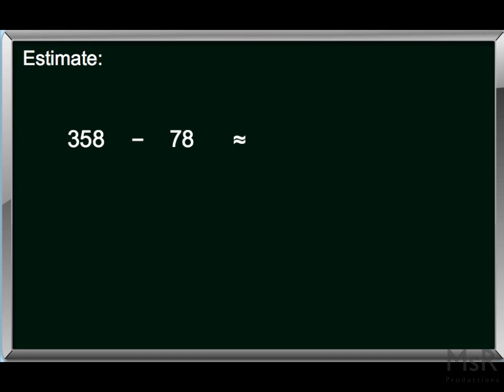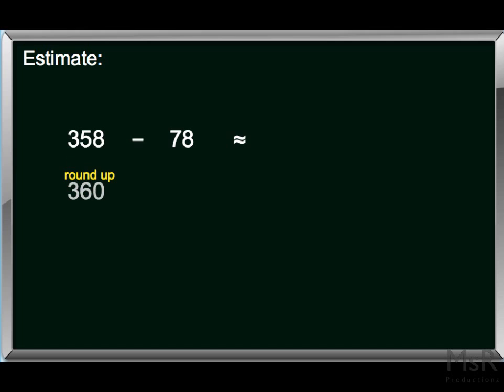So if we take a look at the first number, 358, we round it to the nearest 10. We notice our 5 is in the tens place, we will get 360 because we need to round up. Now with 78, our 7 is in the tens place, and so this is going to be rounded up as well according to our rounding rules that we would have learned previously. And so when we round up, we find that we have an 80.